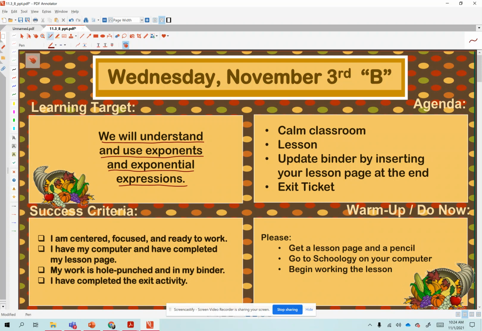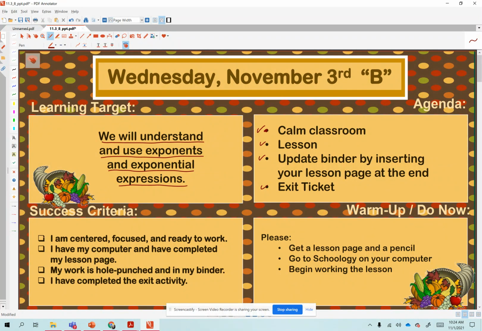So let's get started. Remember, take a few moments to get yourself centered and focused. You need to make sure you have your lesson paper. When you're finished, make sure your binder is updated so you'll put your lesson page at the end as the last page in the pages that are already in there. And I have an exit thought for you to think about today.